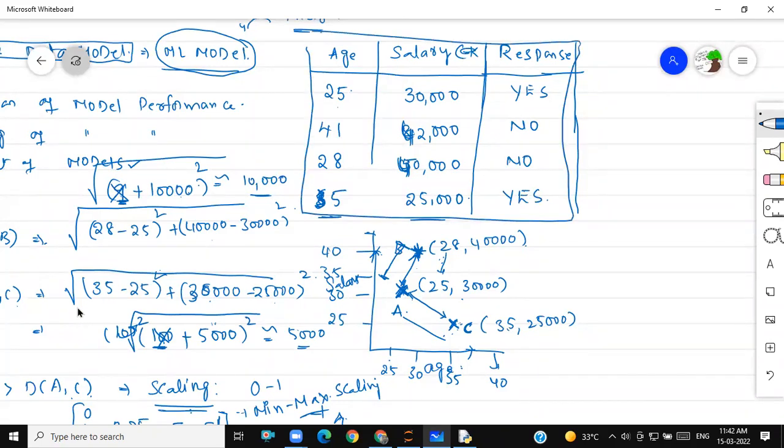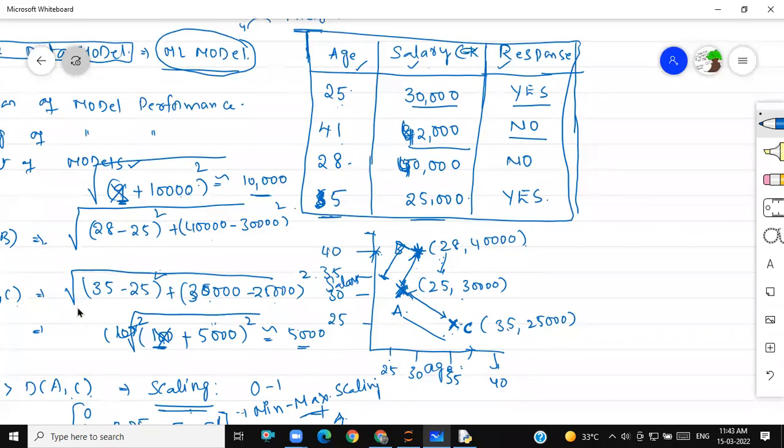This is our data. I just want to show a simple process. This data set contains 3 columns: age, salary, and response. Age is 25, salary is 30,000, response is yes. Age is 41, salary is 42,000, response is no. Age is 28 and salary is 40,000, response is no. And age is 35, salary is 25,000, and response is yes. So 2 people responded, 2 people didn't respond.